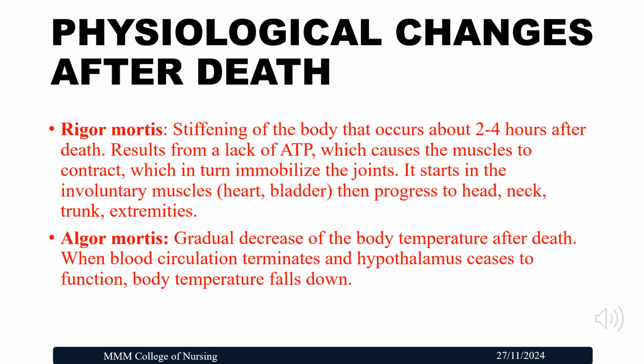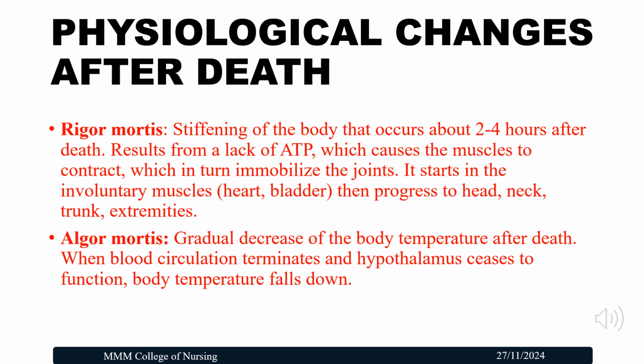Physiological changes that can occur after death: the first one is rigor mortis. Rigor mortis is the stiffening of the body that occurs about 2 to 4 hours after death. It results from a lack of adenosine triphosphate, that is ATP, which causes the muscles to contract and in turn immobilize the joints. It starts in the involuntary muscles, then progresses to the head, neck, trunk and extremities.